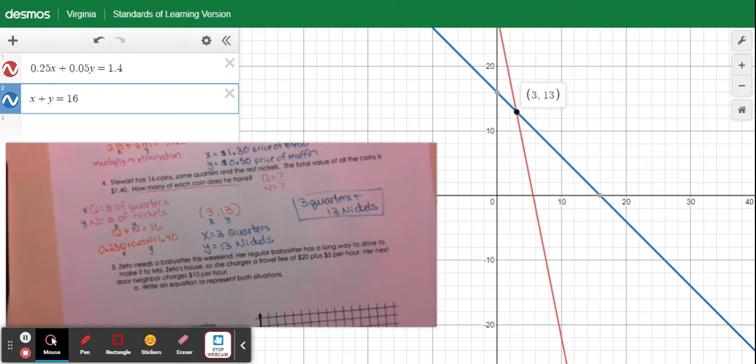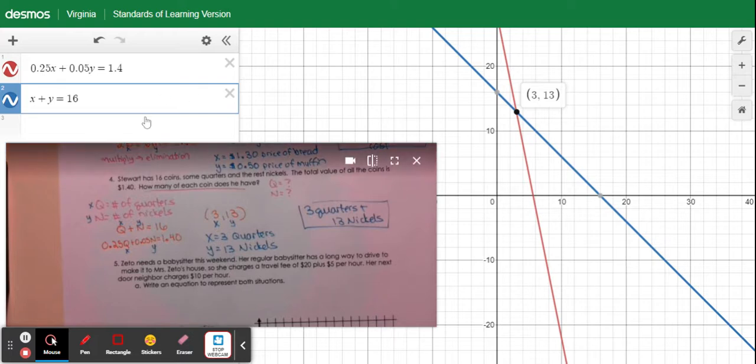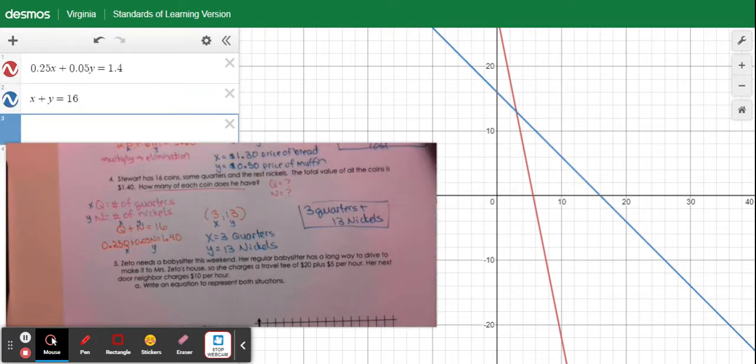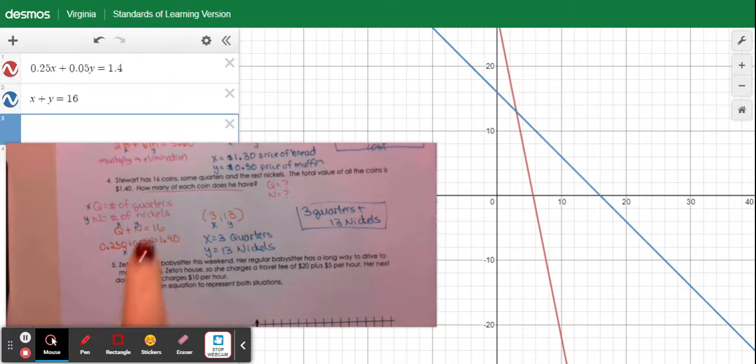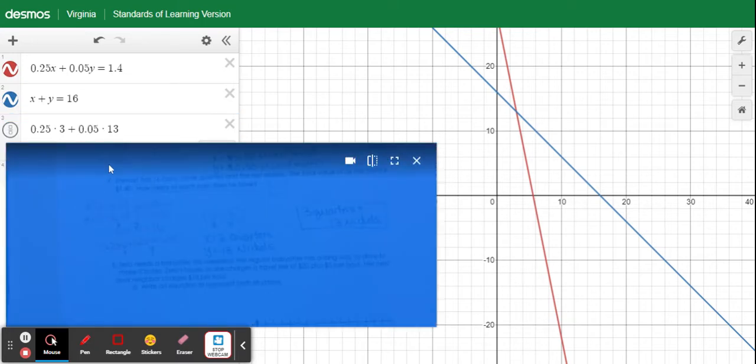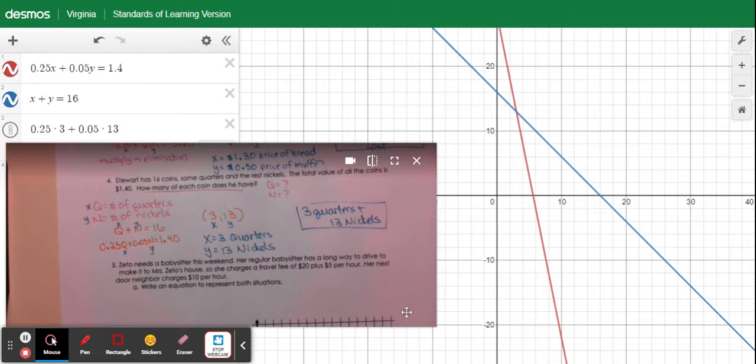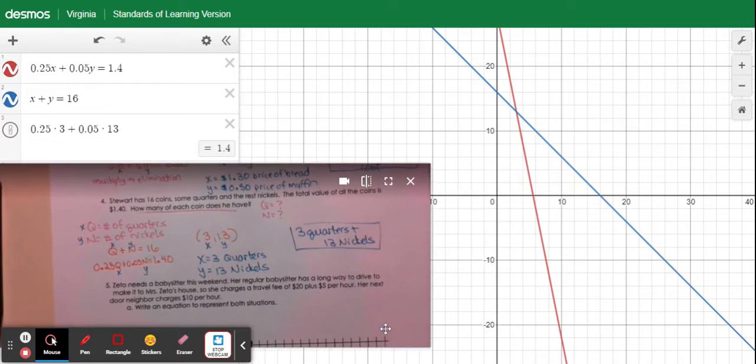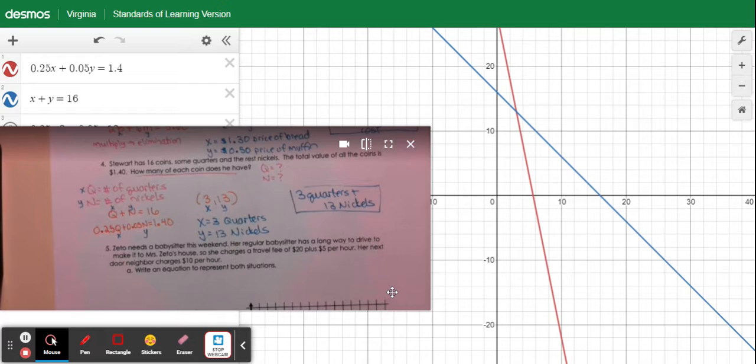Now, I can make sure that these work in my equations. Does 3 plus 13 equal 16? That I can do in my head. But does 0.25 times 3 plus 0.05 times 13 equal $1.40? It does, 1.4. So it does work.